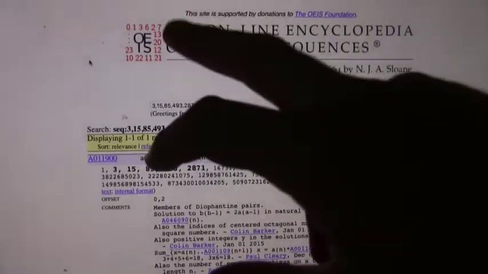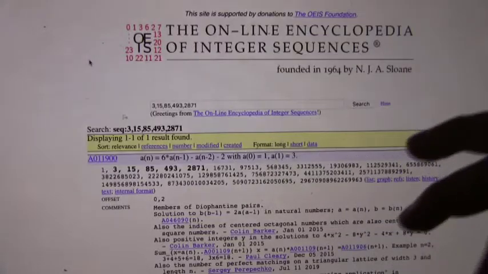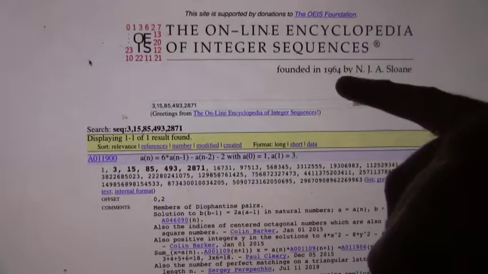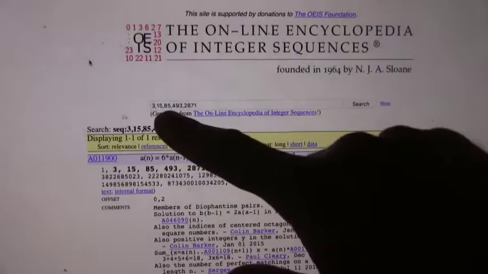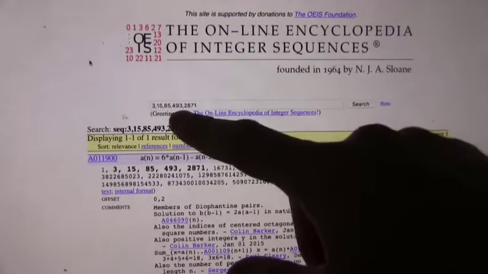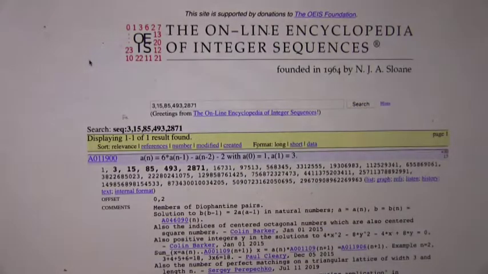Okay, so this is something called the Online Encyclopedia of Integer Sequences. It's founded by somebody named Neil Sloane, who does some really neat stuff. And one thing you can do if you're looking at a sequence of integers like we had, 3, 15, 85, 493, 2871, you can just put it in and see if anyone's looked at this sequence before, because it might help you discover something about it.